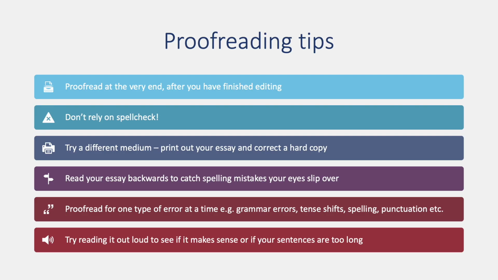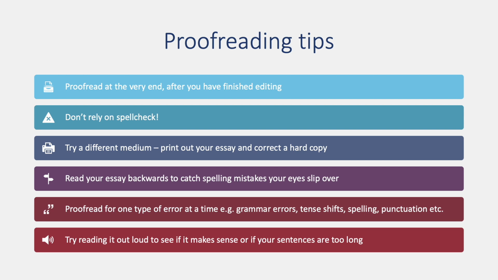The last step is proofreading. I recommend reading through your essay a number of times and just looking for one type of error on each pass. For instance, read once through for grammar, once through for full stops and punctuation, once through for referencing, etc. You can try reading it aloud to yourself, which can help you realise if you have sentences that are too long. Lastly, don't rely on spell check.